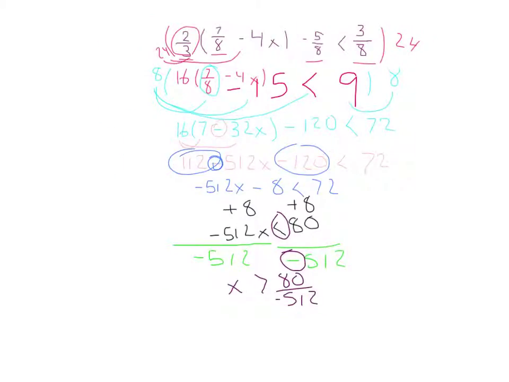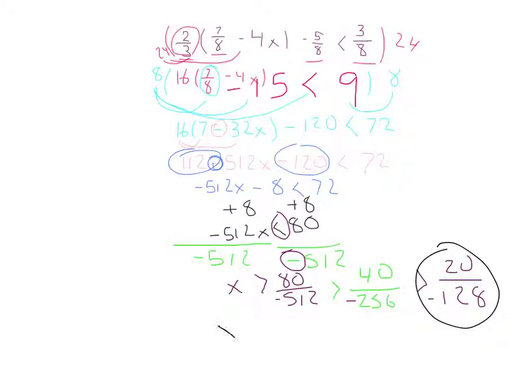And then, because these are both divisible by 2, you get 40 over 256. And they're both still divisible by 2, so you can make that into 20 over negative 128. And if you just keep reducing this, then you end up with x is greater than 5 over negative 32.